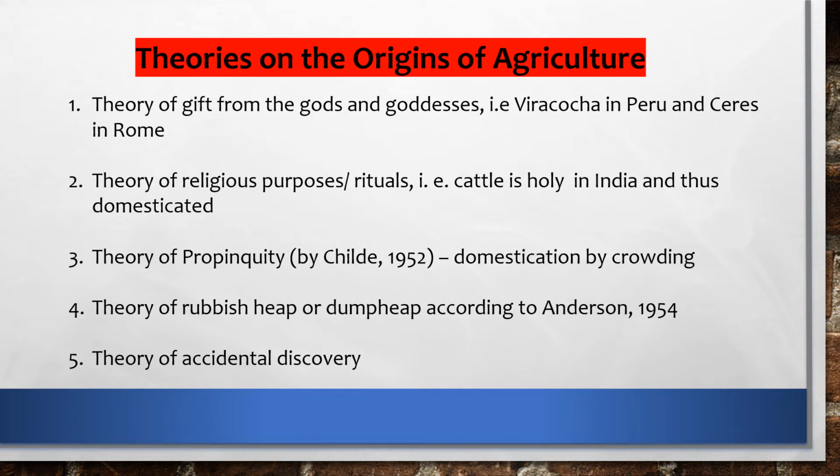Yung panglima is theory of accidental discovery daw. So with the association of man to plants, man began to identify which plants are possible now to consume. Thus, he gathered the seeds and planted and harvested the produce, and the cycle went on. Okay? Na theory. The theory of stress and resources.